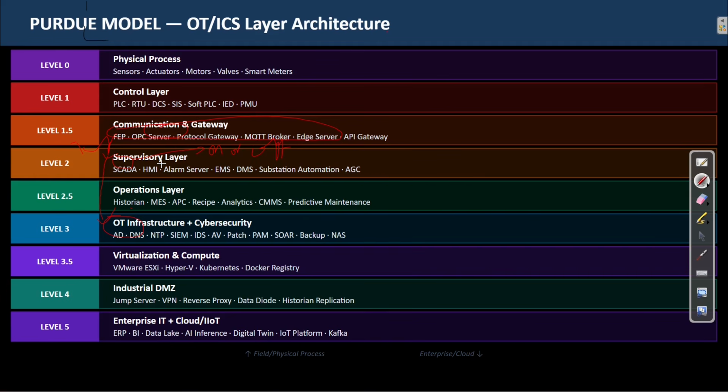So SCADA is one component, but apart from SCADA, there are multiple different components available at this particular supervisory layer. Okay, and it depends on what kind of industries you are talking about.